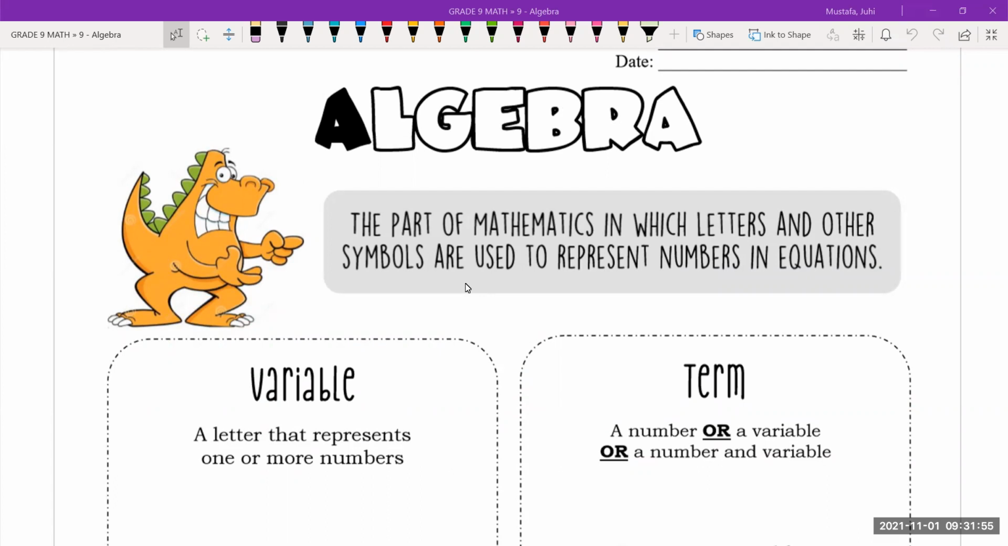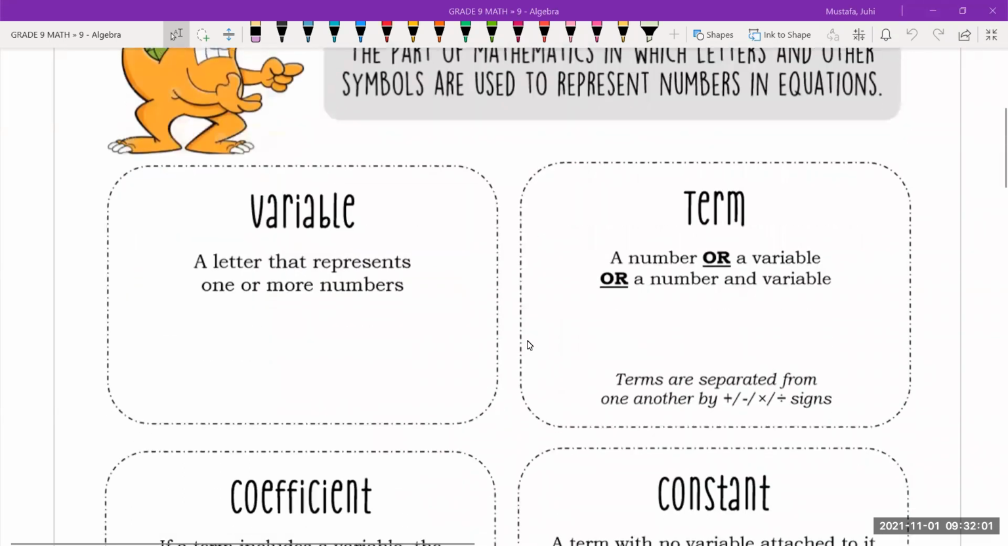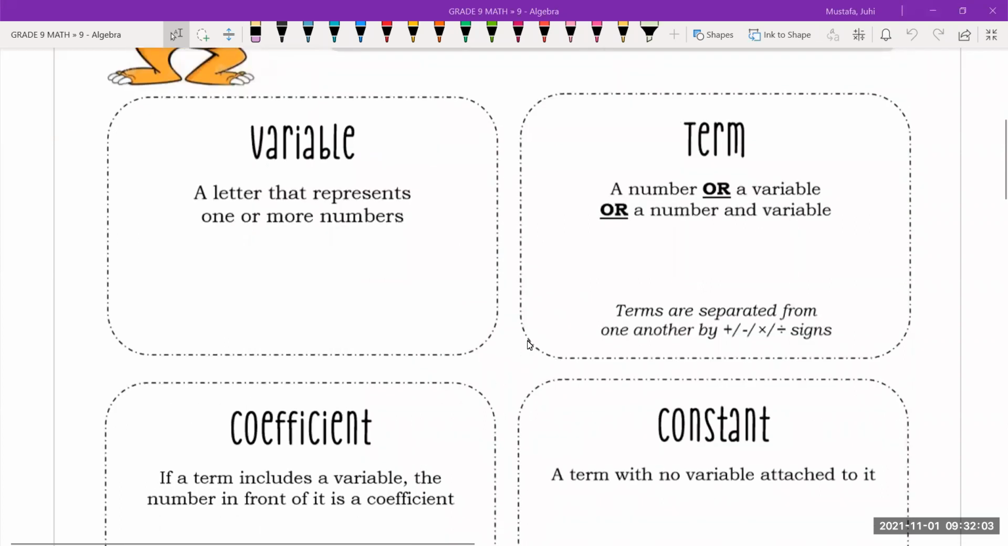Just make sure you don't use the letter O because it looks too much like a 0, or the letter S, it looks too much like a 5. Let's define some of these words so that we know how to describe things in algebra properly. So first of all, we're going to start with the word variable. A variable is a letter that represents one or more numbers.